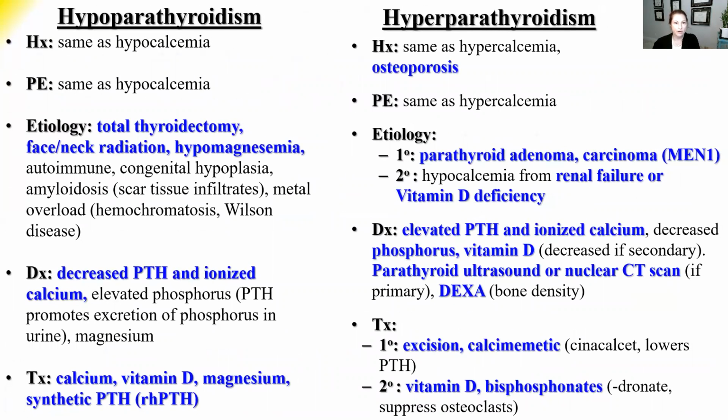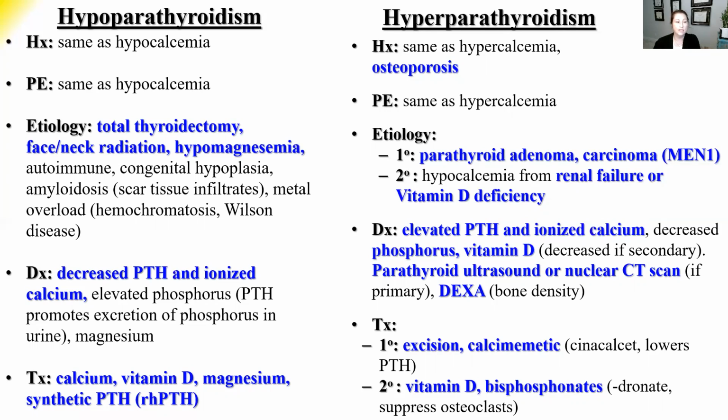Hypoparathyroidism and hyperparathyroidism. Much, much more common for the hyperparathyroidism than the hypo. In the hypoparathyroidism, it's going to be the same history as hypocalcemia and the same physical exam as hypocalcemia, depending on how severe it is. The most common cause of hypoparathyroidism is they've taken out the entire thyroid gland and they did not replant the parathyroid glands. Types of face and neck radiation can kill the parathyroid glands.